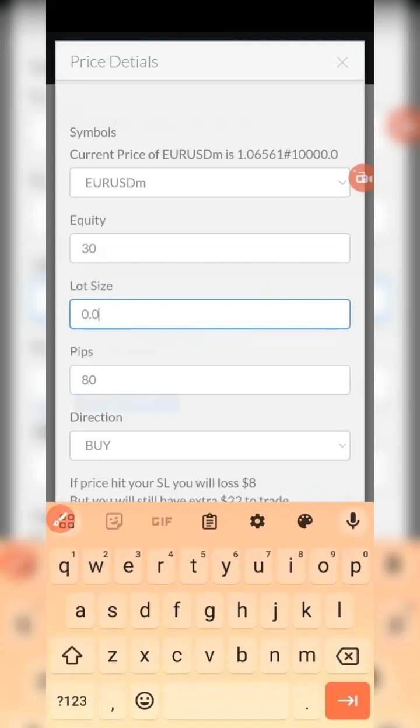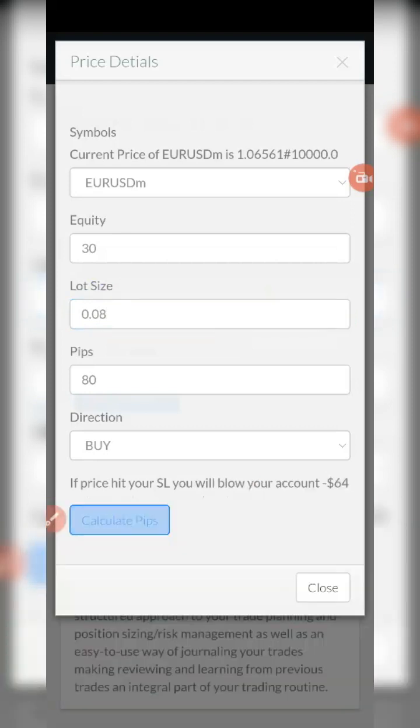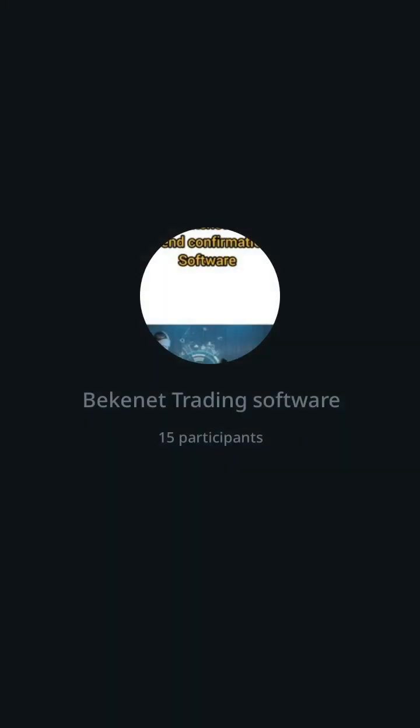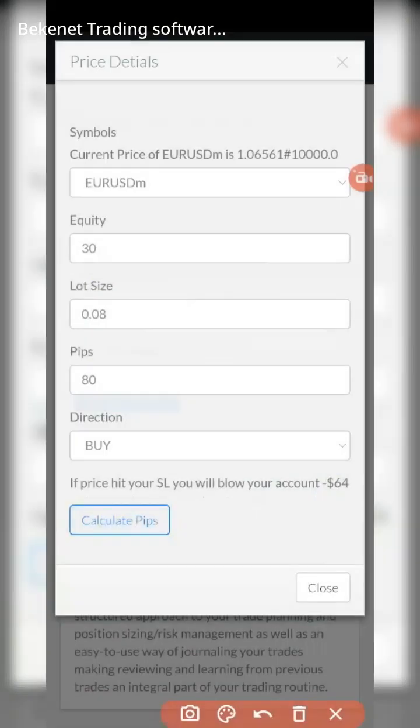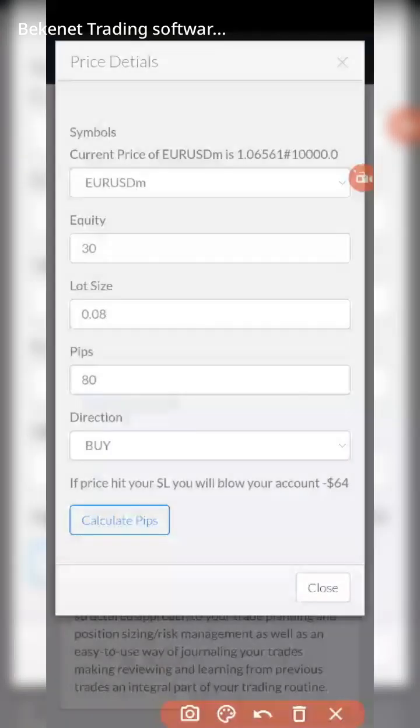It's only when you are using a higher lot size, you want to flip this account, that's where you will now enjoy yourself. Let's say I'm using 0.08. Let me calculate. I will even be owing the broker. I'll blow up this account. Minus $64. I'll be owing the broker $64. Do you understand? So everything is all about calculation, your lot size, number of pips and all that.